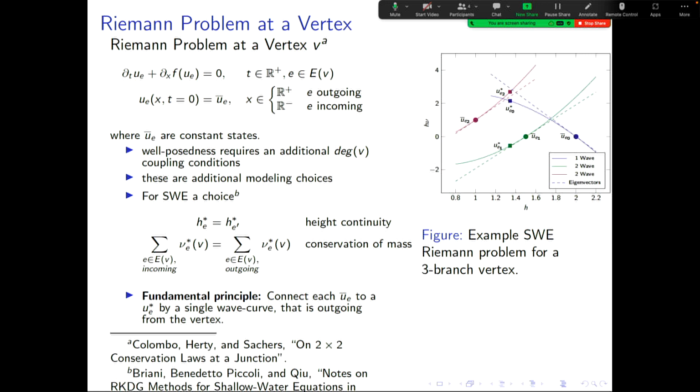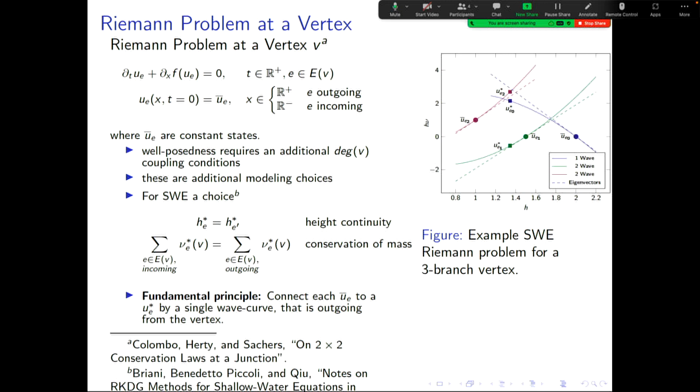So in this case, you do need an extra degree of the vertex coupling conditions to make this thing well posed. The physics alone is not enough. You need additional modeling assumptions. For shallow water equations, these are just adding other, in this case, linear equations to the system that makes sense. You can choose other things. People do. Depends on the situation.